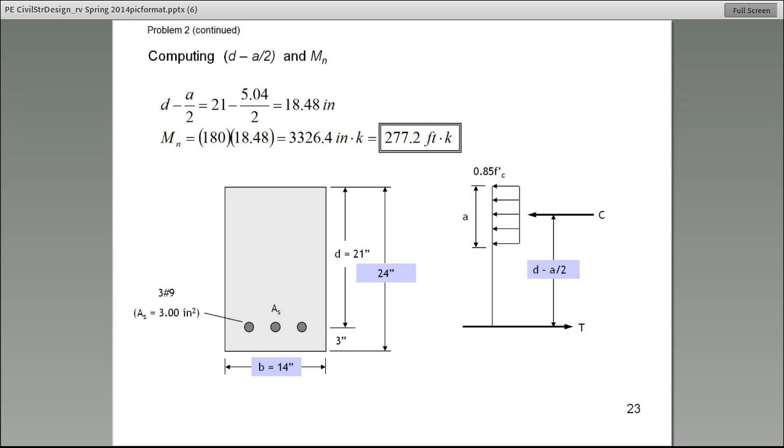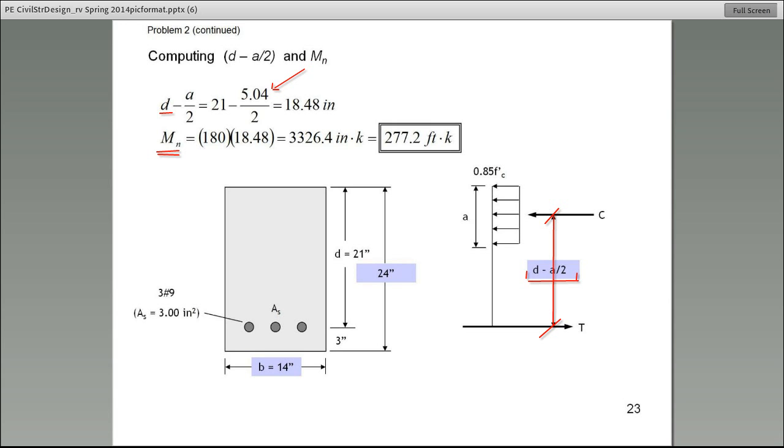Let's continue. The next thing that we want to do, remember, we are trying to find the nominal moment. And the nominal moment is nothing other than the moment that this force couple creates. So, we need to know the distance. What is the distance between the two forces of the couple? Always, it's equal to D minus A over 2. And this is why it's important that we calculate the value of A. And I just showed you how we can calculate the value of A. Substitute it in here, D minus A over 2.